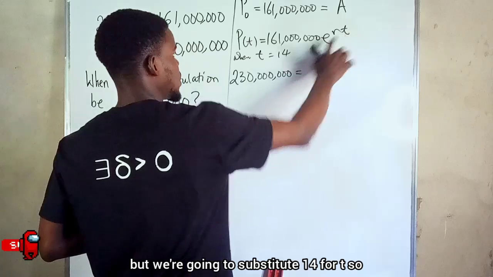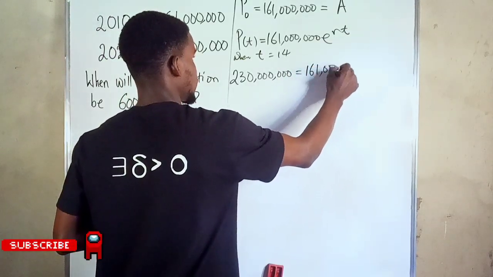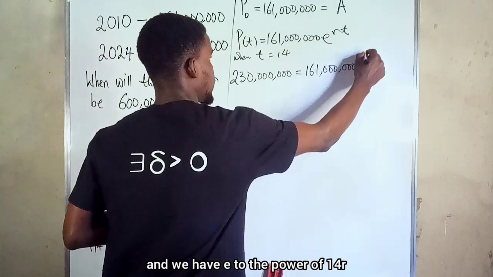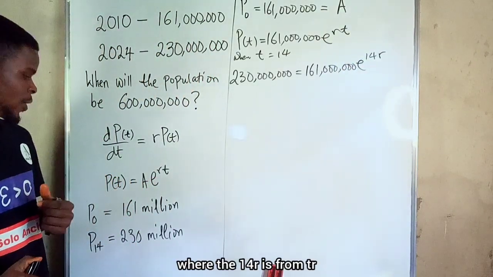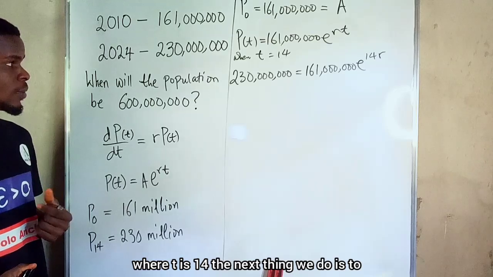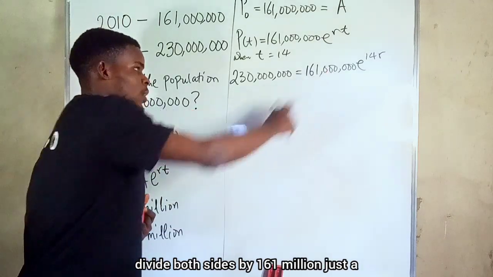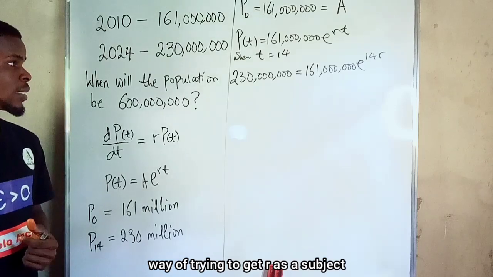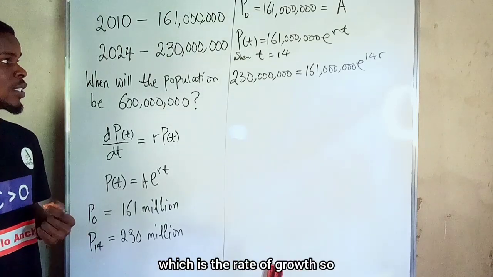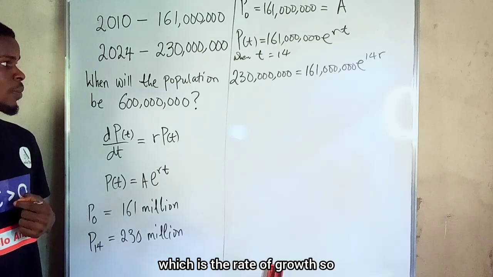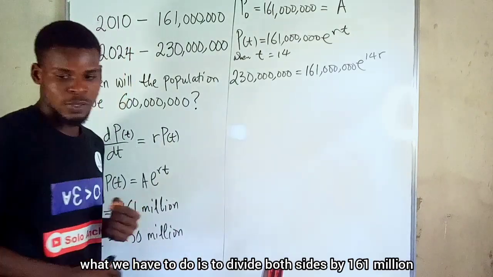But we're going to substitute 14 for t. So this is 161 million, then e to the power of 14r. The 14r is from tr, where t is 14. The next thing we'll do is divide both sides by 161 million, just a way of trying to get r as the subject, or to find the value of r, which is the rate of growth. So we divide both sides by 161 million.